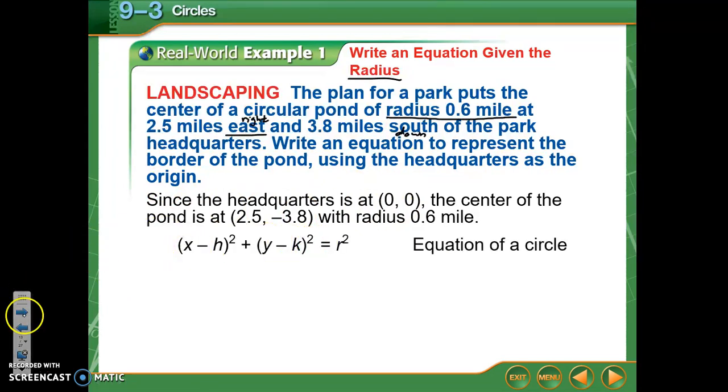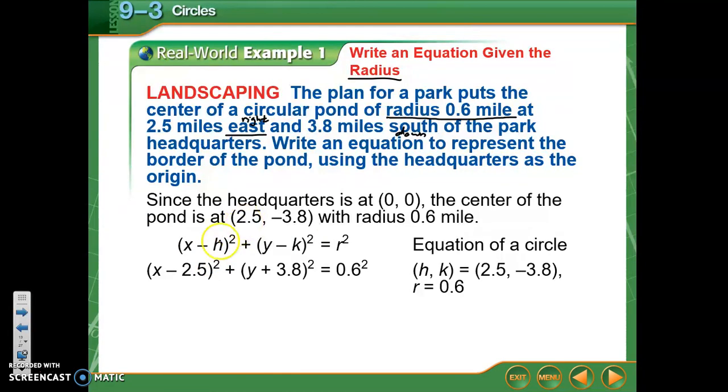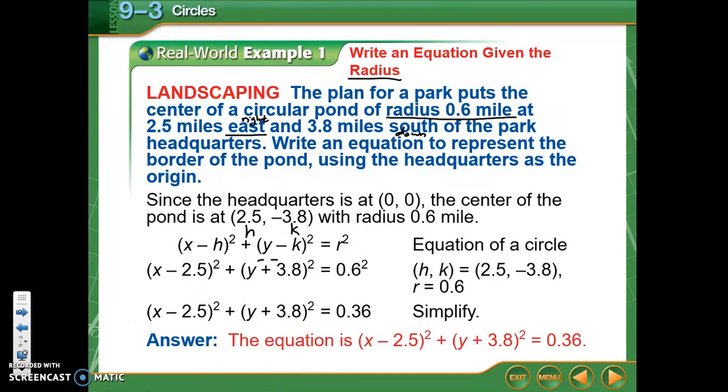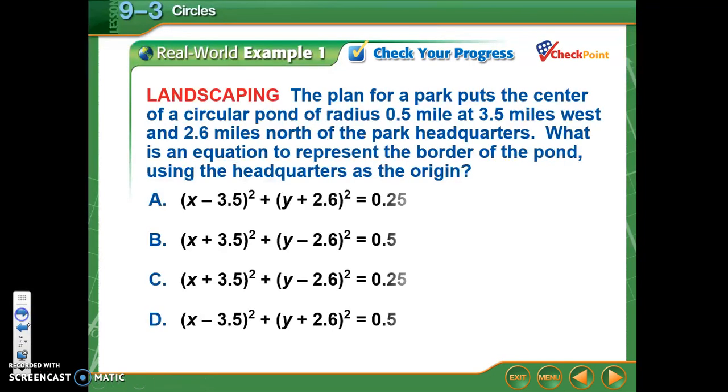So here's my equation of a circle in general. (x minus 2.5), because 2.5 is going to be my h, and negative 3.8 is going to be my k, because that's the center of my circular pond. So I have (x minus 2.5) quantity squared and (y plus 3.8), because it's y minus negative 3.8, quantity squared equals the radius squared. So 0.6 is the radius of my pond, and I square it. Then I just simplify. That's the equation of my circle. That would give me the equation of the edge of my pond. All right, so now you guys try this one, please.